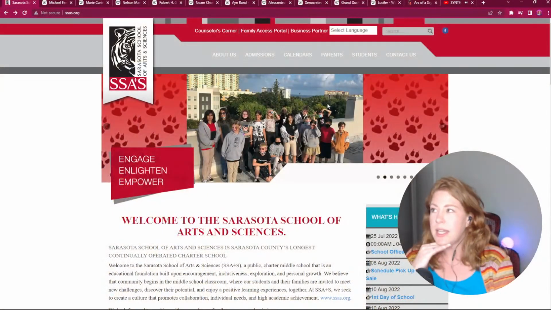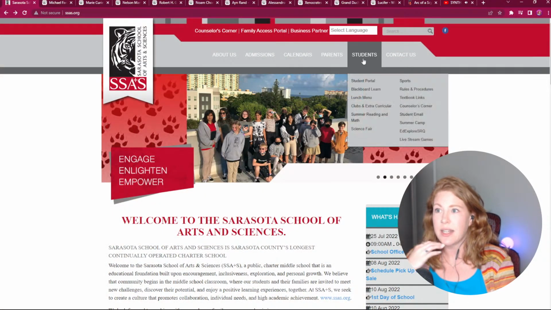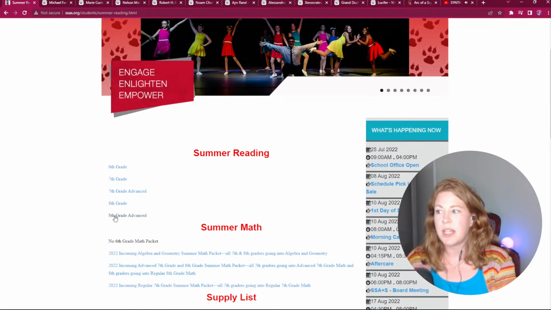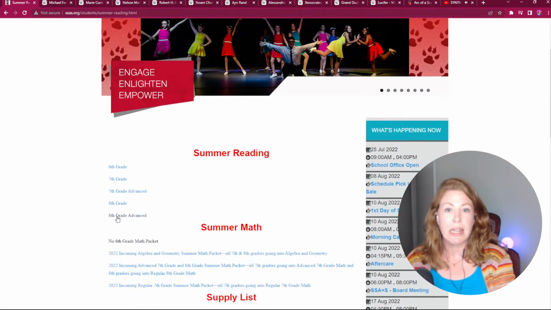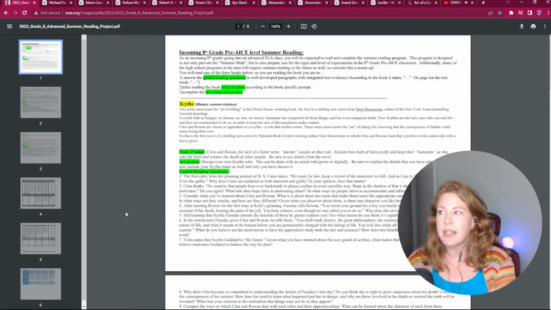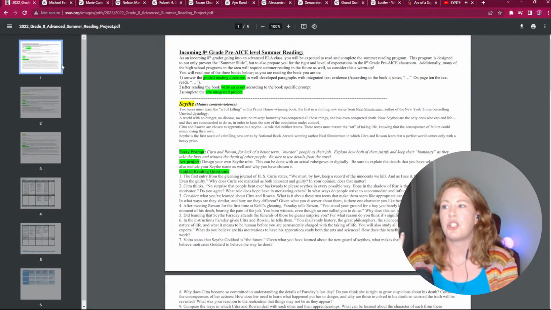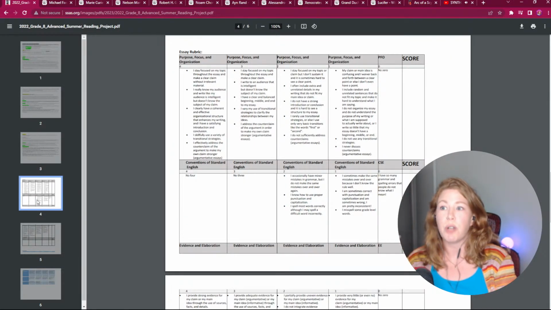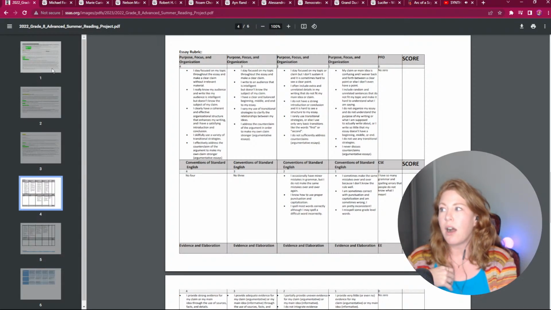For those of you who are doing the summer reading project, you are going to want to go to the SSAS website, which is ssas.org, and click on the summer reading and math section. And the Scythe book is actually considered part of the 8th grade advanced summer reading project. So when you click on that, you'll be given a document that shows you the requirements for the project, what books you can read, and then also the rubric for how you would be graded on that project.